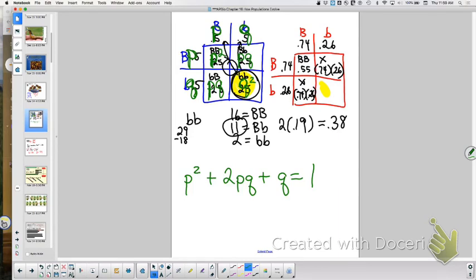Oh, sorry, I forgot the square. Thank you. Q squared equals 1. Would you agree with that? Yeah. All I did was write your Punnett square out in a linear equation, right?